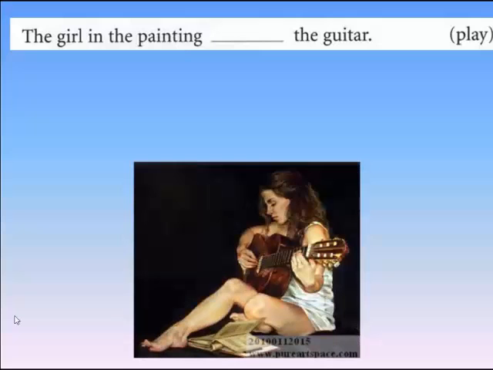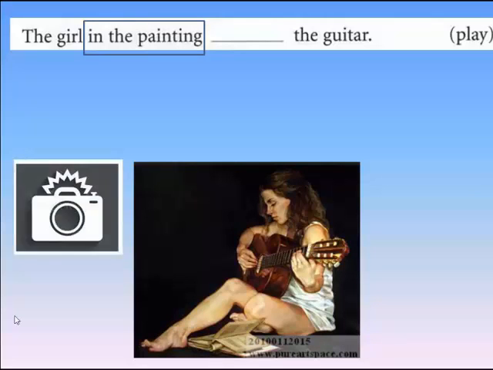Okay, here we have a picture. Here we have a painting because it says in the painting. And remember that a painting, a picture, is a moment in time. So the girl in the painting, or in the painting, the girl, is playing the guitar.